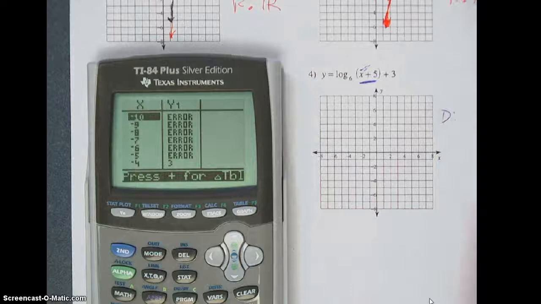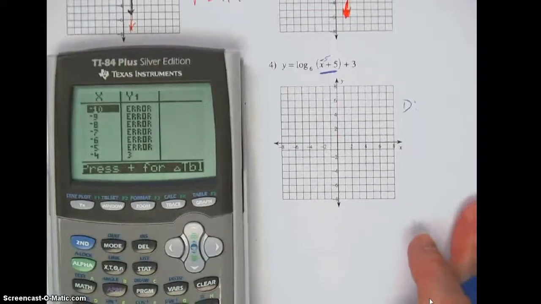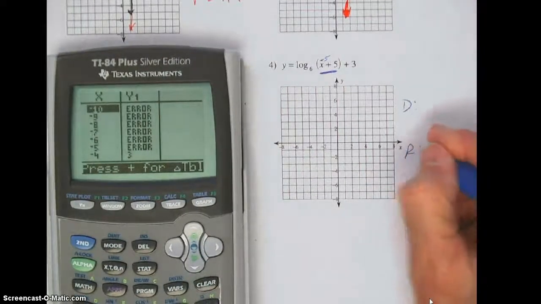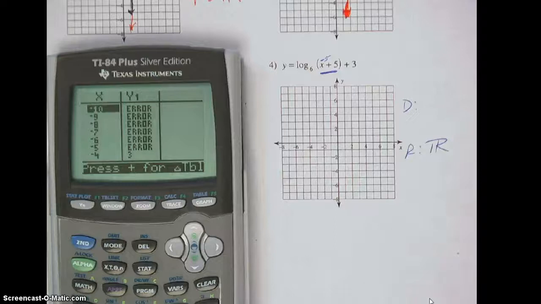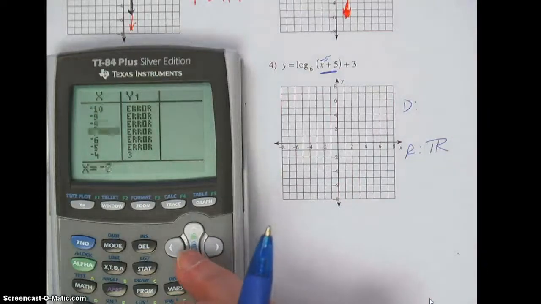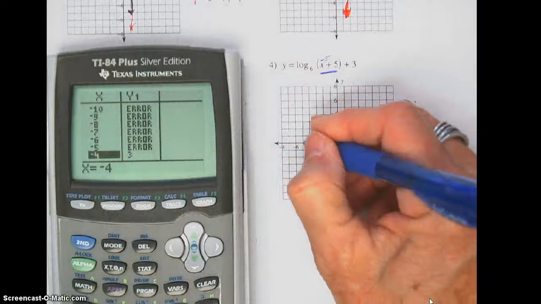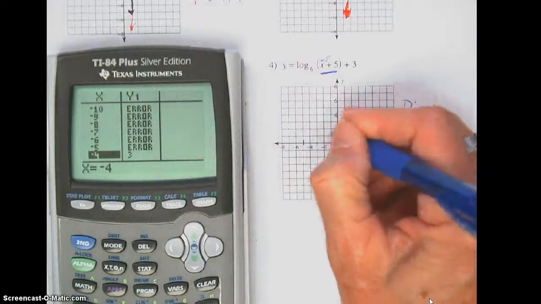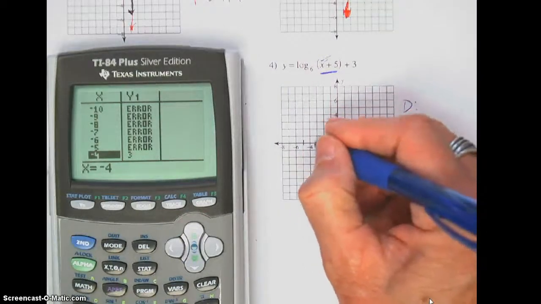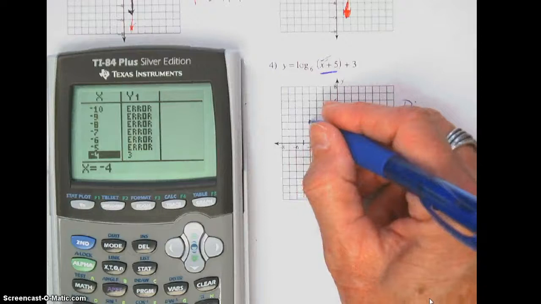The domain will be affected. The range on these logs is always all reals. Okay, so where can we get where that leveling off occurs? It's where the error is. So at -5, that's kind of where this is going to level off. At -4, we have a 1, 2, 3.